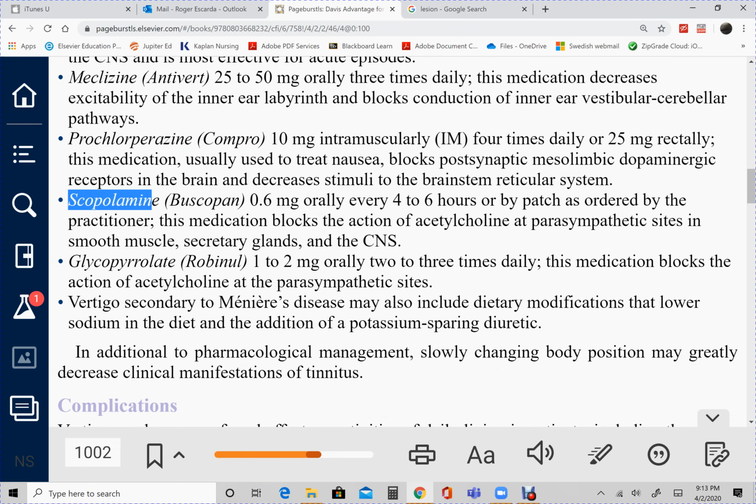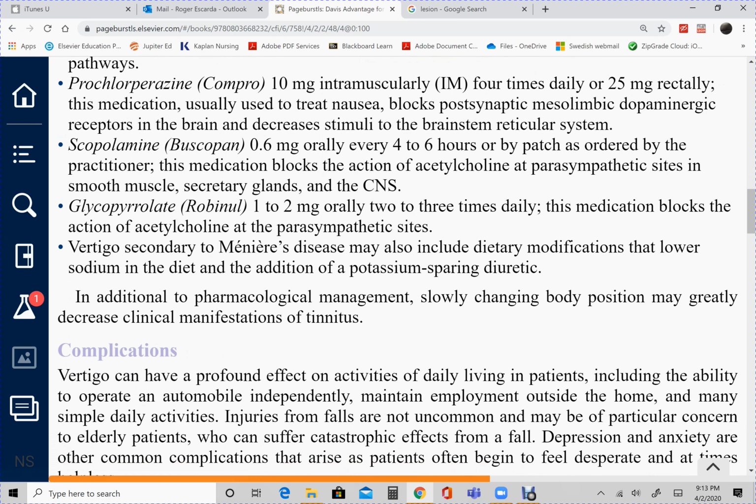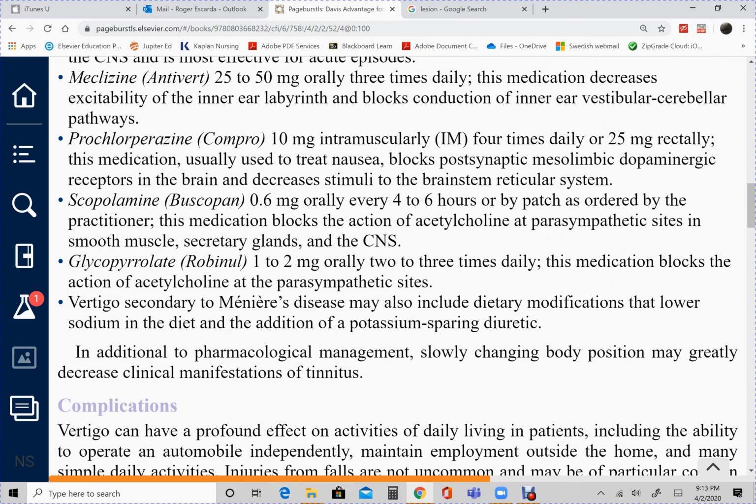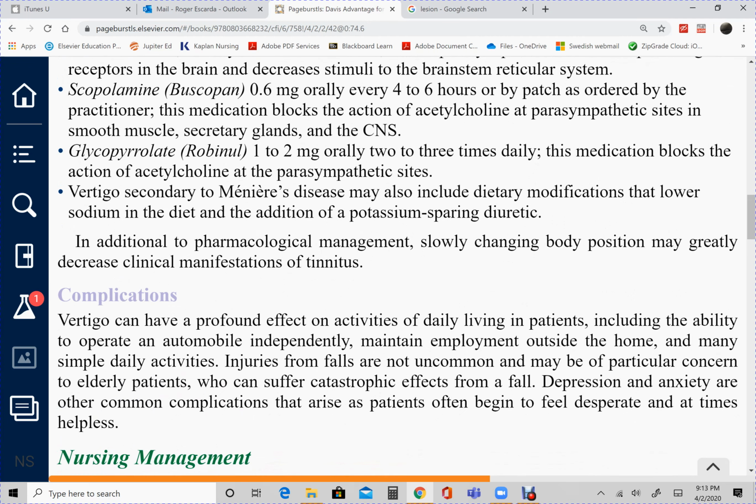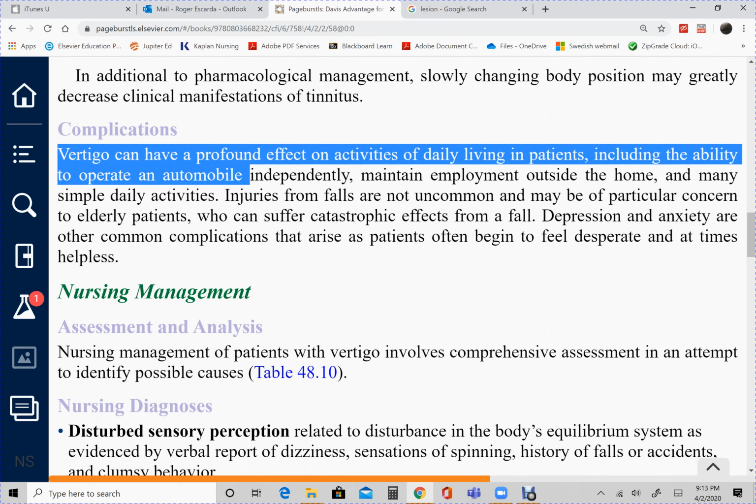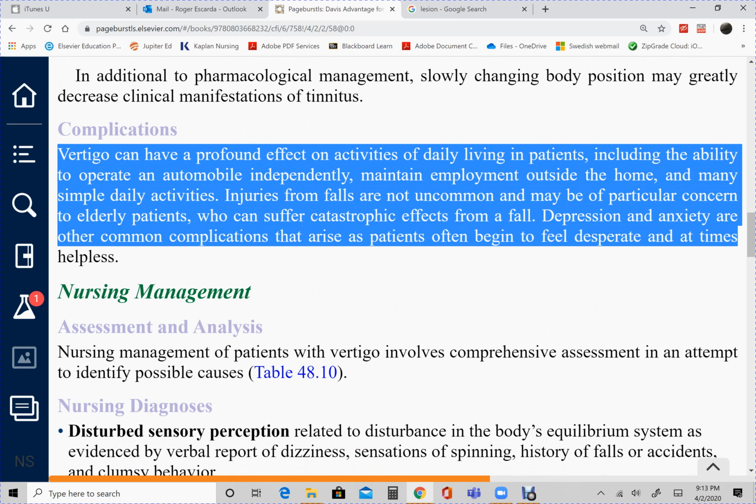You've heard of scopolamine. This is a behind the ear patch, also for motion sickness. And we have Robinul, and we have non-pharmacologic interventions also for vertigo shortly under nursing care. These are the complications of vertigo. Like I already said, it's debilitating. You can actually be disabled if you suffer from frequent vertigo.